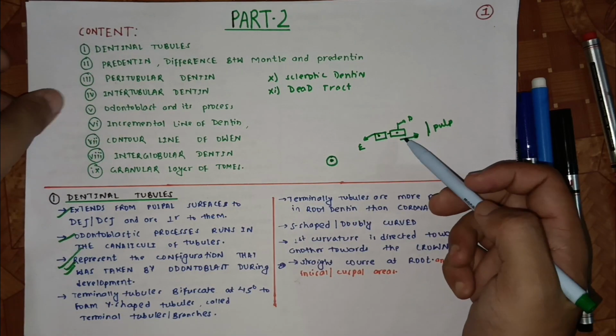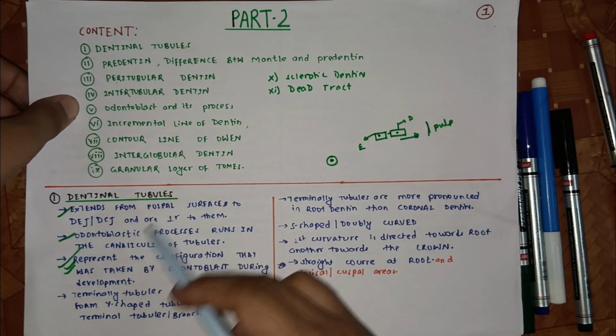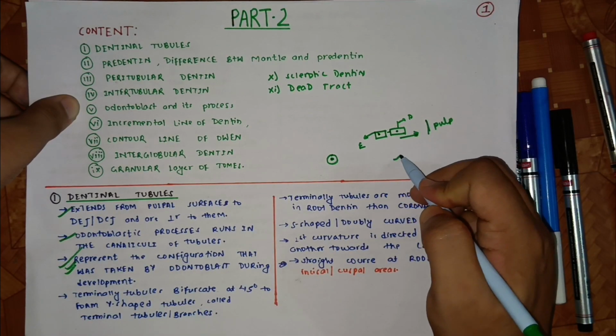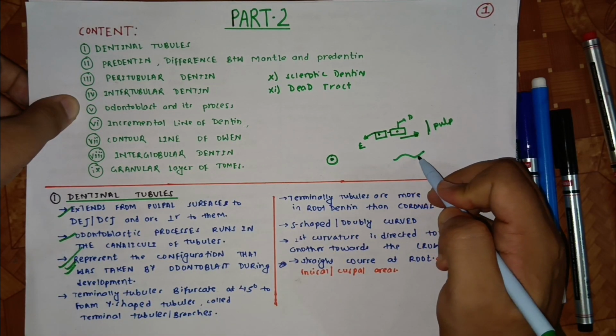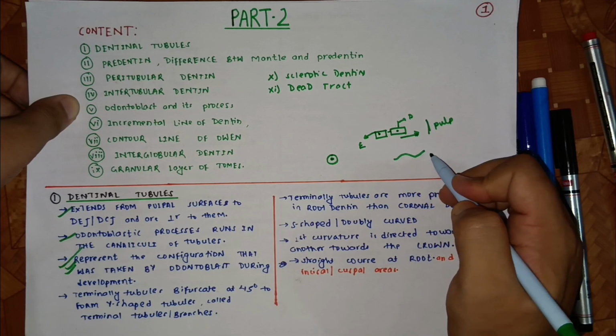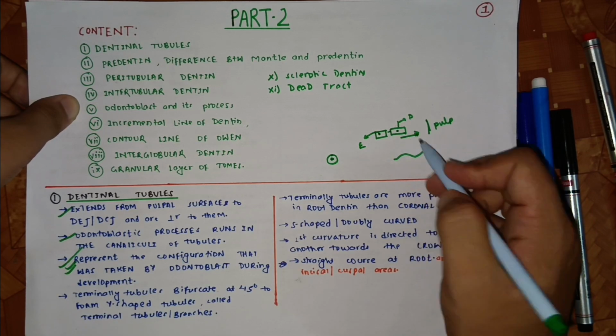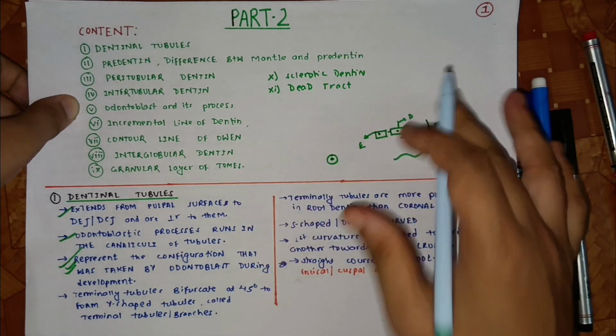So the dentinal tubules represent the configuration that was taken by the odontoblast during development. The odontoblast takes this pattern, moving in an S-shaped pattern towards the pulp. When it moves towards the pulp it takes the S-shaped pattern, so it is easy to understand.